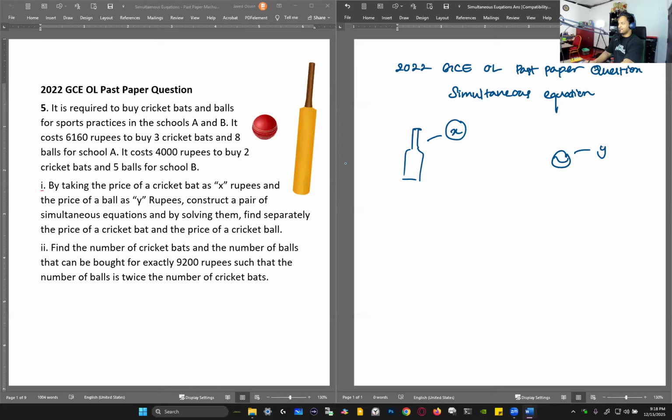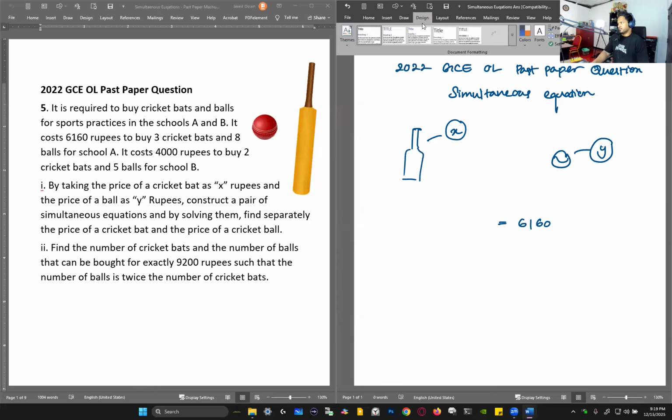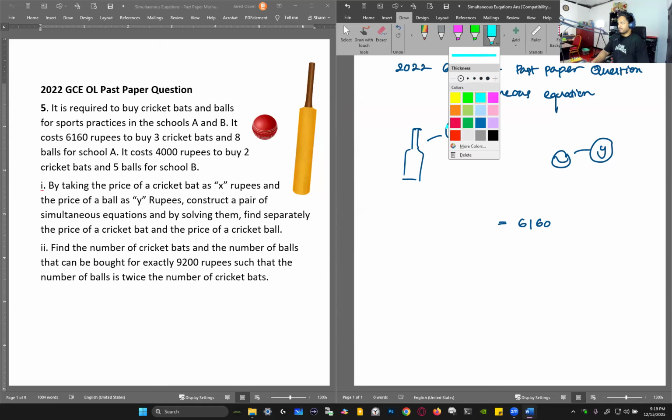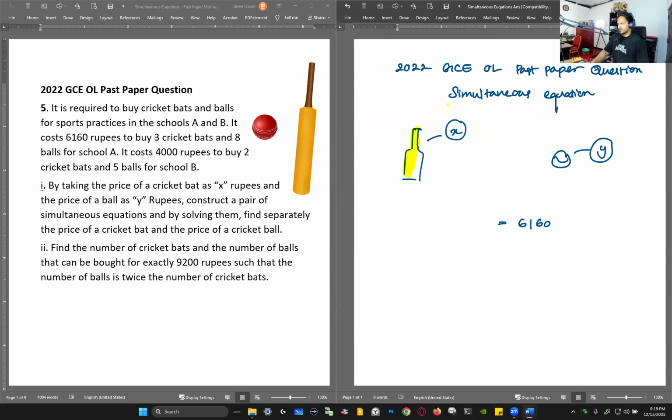The price of a bat is X and the price of a ball is Y. The next step is to construct the equation. So they say 6,160 on one side. It costs 6,160 to buy 3 cricket bats. So it's very important to draw the bat and the ball so you won't mess them up. Make maths as easy as possible. Maths is already confusing. Make maths as easy as possible.